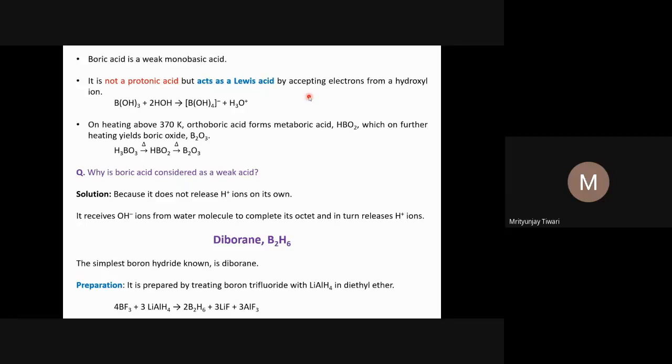It behaves as a Lewis acid by accepting electrons from the hydroxyl ion. We know that because of the self ionization of water molecules, water contains OH minus and H plus ions, though in a very low concentration. These OH minus ions are Lewis bases. They have a lone pair of electrons, the oxygen octet is complete, and now it can put its lone pair of electrons into the vacant p orbital of boron, so this B(OH)3 you can see here.